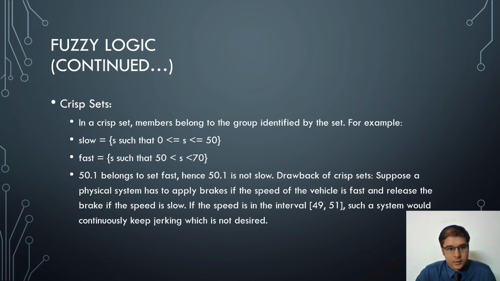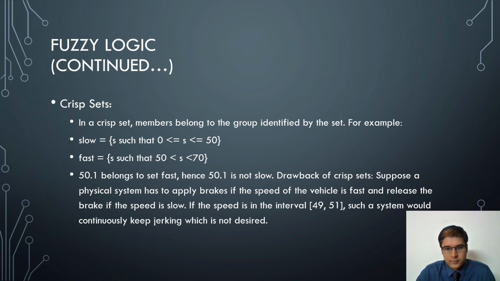Crisp sets. In a crisp set, members belong to the group identified by the set. For example, slow is equal to s such that s varies from 0 to 50 all inclusive, and fast is equal to s such that s varies from 50 to 70, not inclusive of 50 and 70. So in this case 50.1 belongs to the set fast, hence 50.1 is not slow.